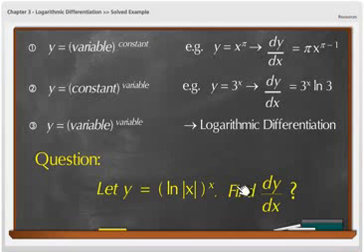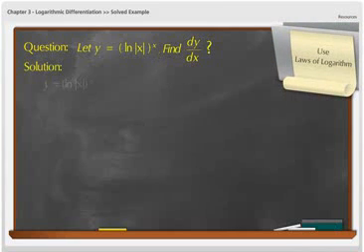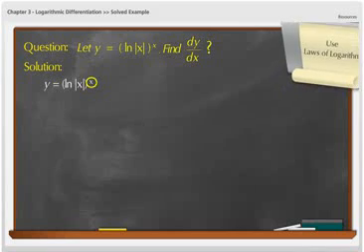Okay, let's see how we are going to solve this problem and how we are going to treat it. The problem here is the variable occurring in the exponent; we want to somehow bring it down. So how are we going to do that? Well, we are going to use some of the laws of the logarithms. So y is equal to ln of the absolute value of x to the power x.